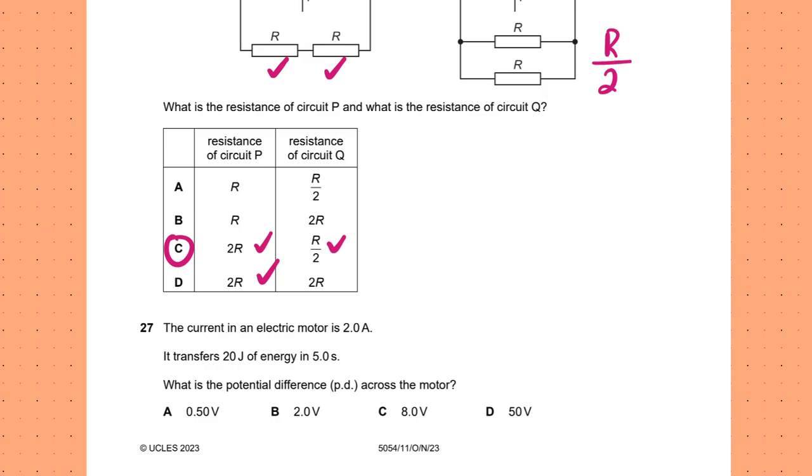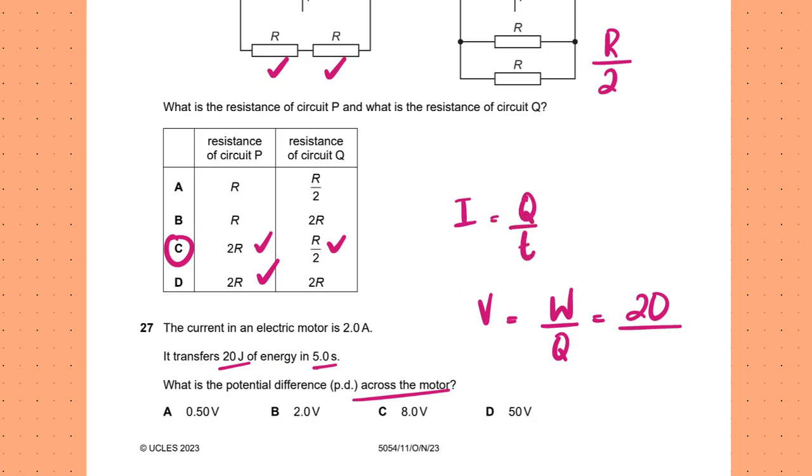27. Current in an electric motor is 2 amperes. It transfers 20 joules of energy in 5 seconds. What is the potential difference? Potential difference is W over Q. So here, W, work or energy, is the same thing. So that's 20. And I need Q here. But I have current and time, so I can calculate Q. So it's going to be IT, so 5 times 2, which is 10. So 20 over 10 is going to be 2.